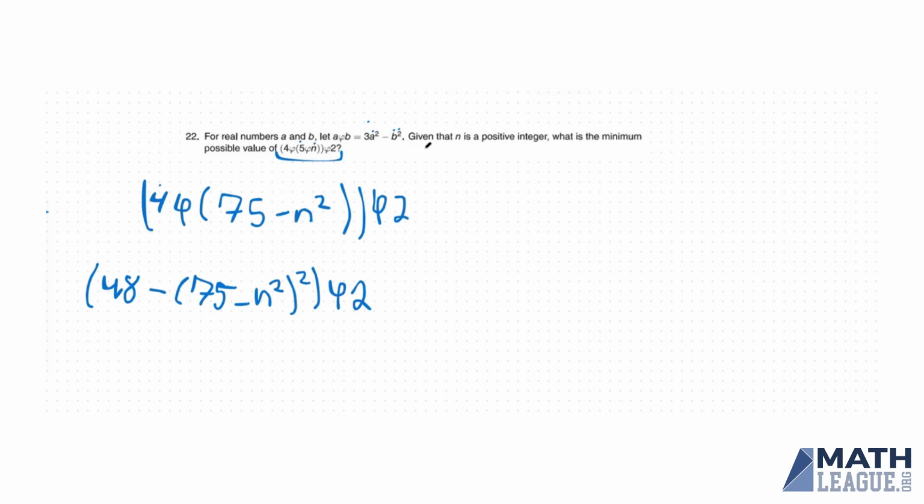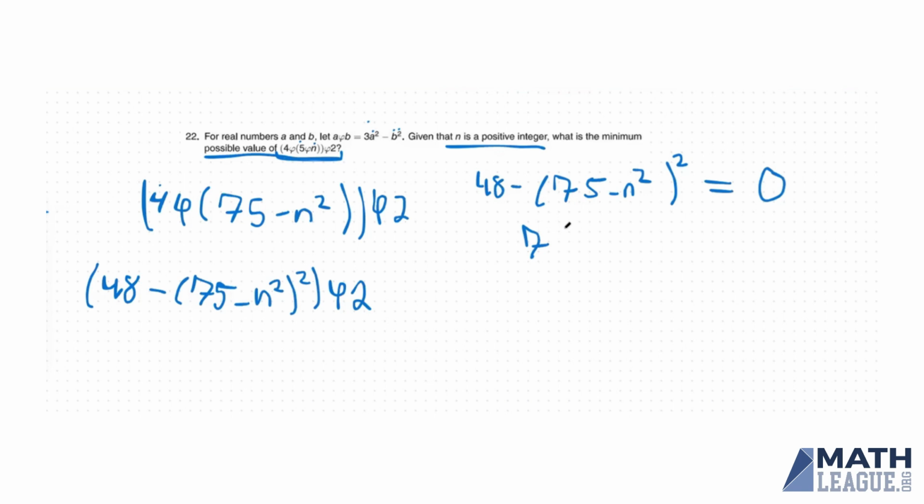So if we want to find the minimum possible value of this weird expression, which looks like it's just going to be some polynomial of n squared a bunch of times, we can just focus on minimizing this inside expression, and then reason about the results. To minimize this expression, we can set it equal to 0 and find what positive integers n will give us closest to that 0 value. So we take 48 minus (75 minus n squared) all squared equals 0, and we can move this over and perform some algebra.